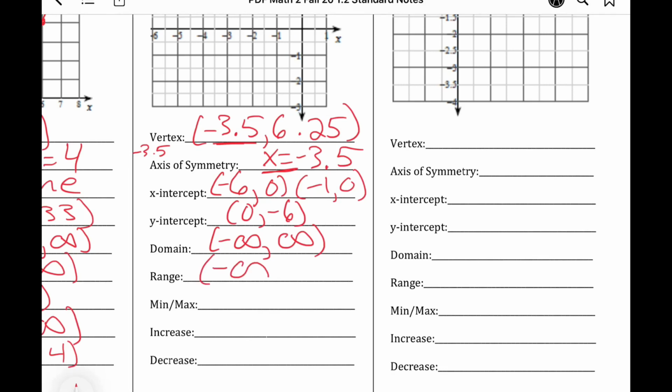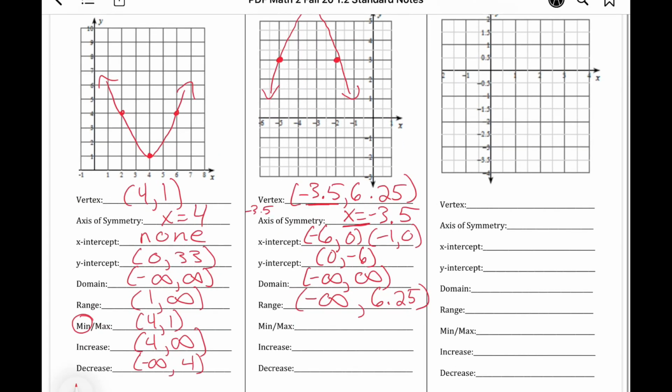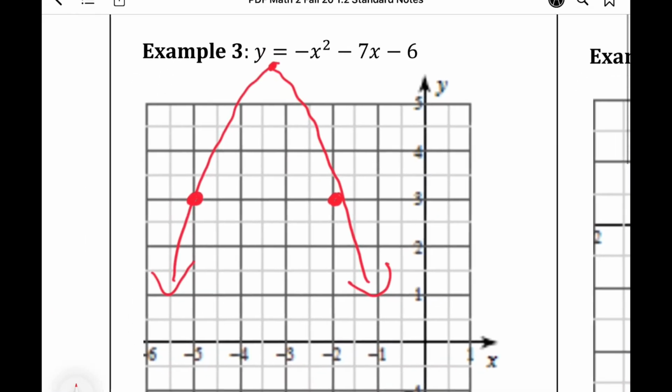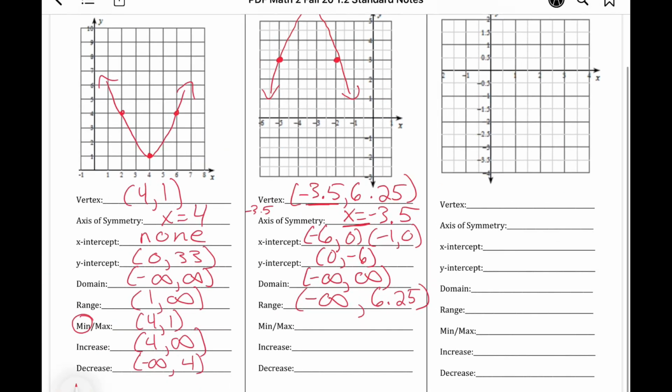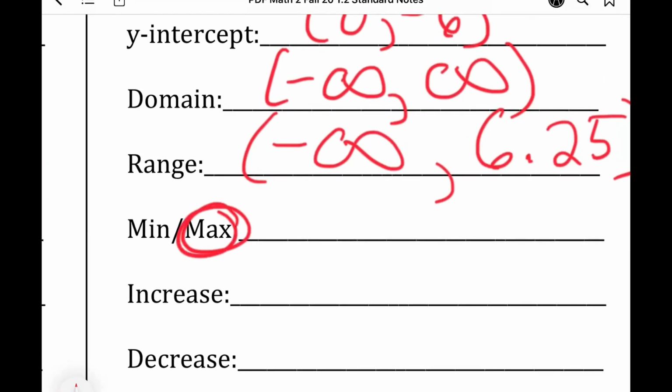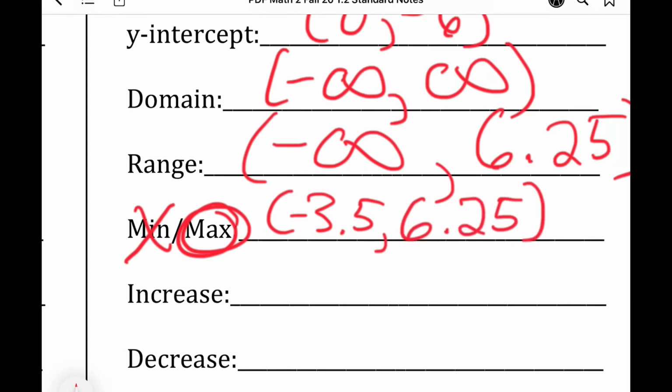Range, we're going to start at -infinity because it keeps on going down forever and ever. Our biggest y value is 6.25. In this case, we cannot pinpoint our lowest point because it keeps on going down forever. Our top point, however, we can pinpoint. It's right here. So we do have a maximum in this case, not a minimum. Our max is located at -3.5 and 6.25.